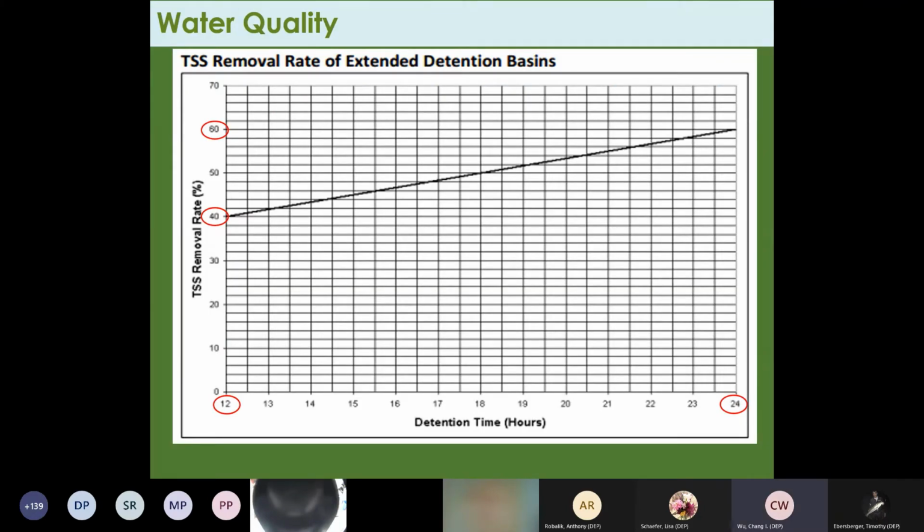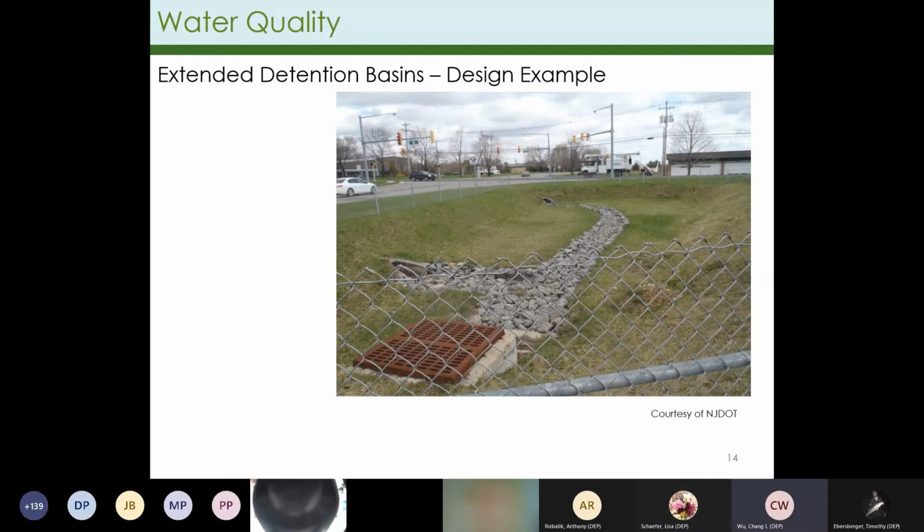And here's the curve for the detention time in our chapter, and you can see that the minimum detention time should be 12 hours, and the maximum is 24 hours, which means that even if you have an extended detention basin with a detention time of more than 24 hours, the basin can only be credited for 60% of TSS removal rate. And now we are going to give you an example for the detention basin design.